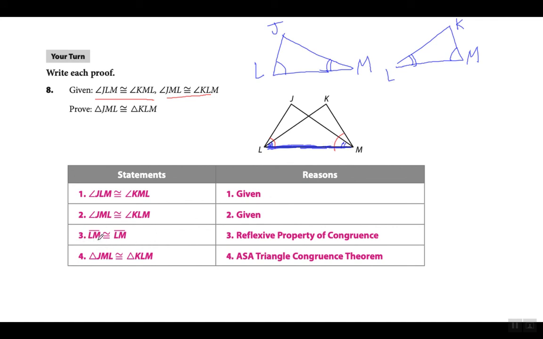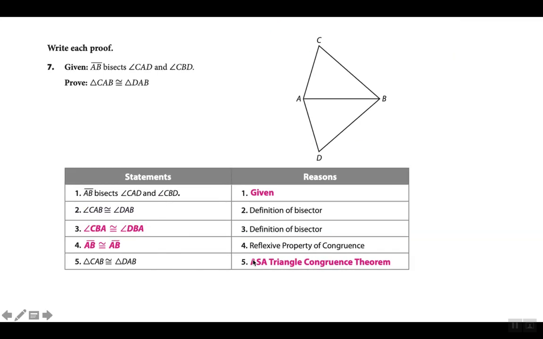That's why they wrote number 3. Segment LM is congruent to segment LM due to the reflexive property of congruence. And once you show that, then the two triangles are congruent due to ASA triangle congruence. All right, this is just an example with the answers there. Guys, I'm going to leave this on there, and just for the sake of time, you could look at this if you have a similar question on your homework.